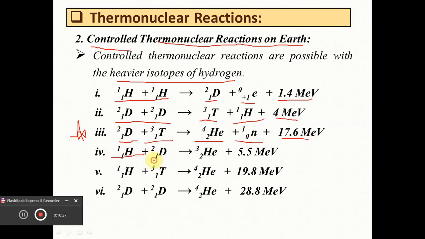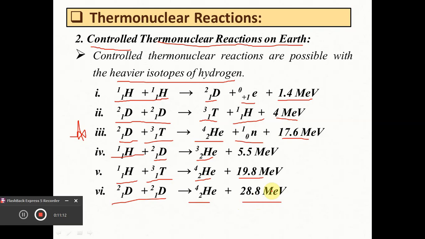And here a hydrogen nucleus combined with one of its isotopes, deuterium, gives the formation of helium-3 with 5.5 million electron volt of energy. And in the third step, this hydrogen nucleus combined with its other isotope, tritium, forms the helium nucleus and 19.8 million electron volt of energy. And in the last step, you can see, two deuterium nuclei combine with one another and give the formation of a helium nucleus and 28 million electron volt of energy.